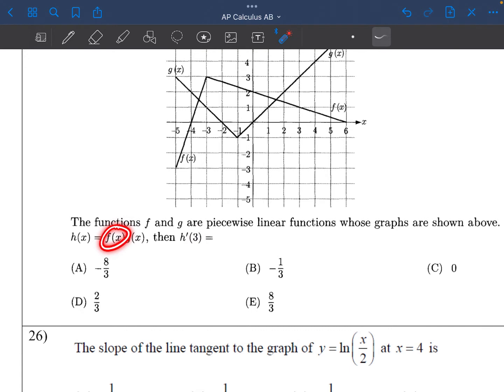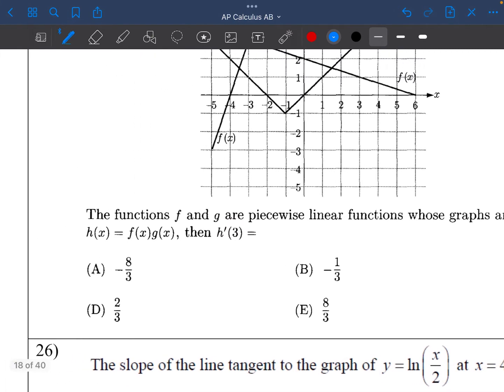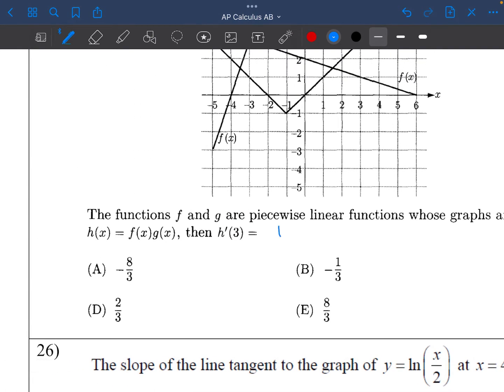And again, we have two different functions, two things with an x on the inside that are being multiplied together, which means you're using product rule. And then after we do product rule, we're going to plug in 3. So what's really going on here? Well, this is going to be 1 d2 plus 2 d1, that's product rule.